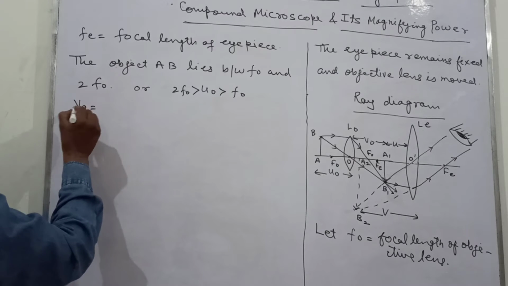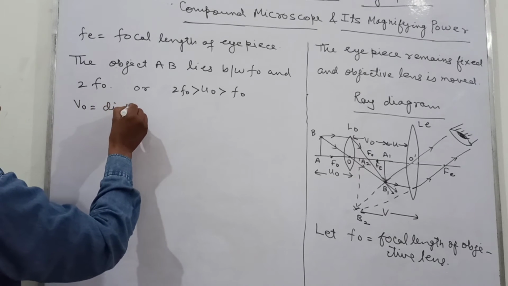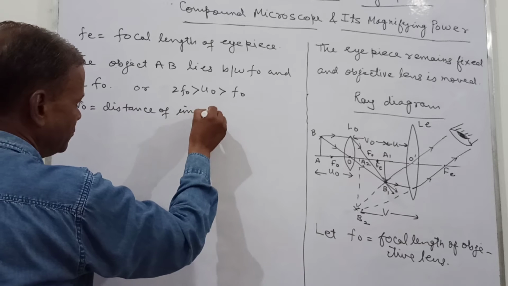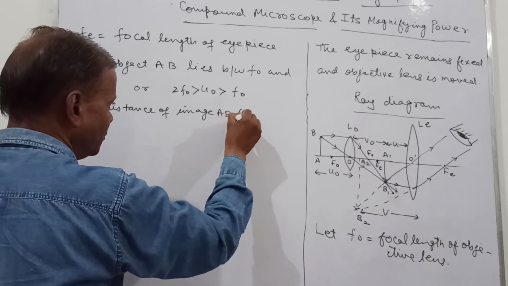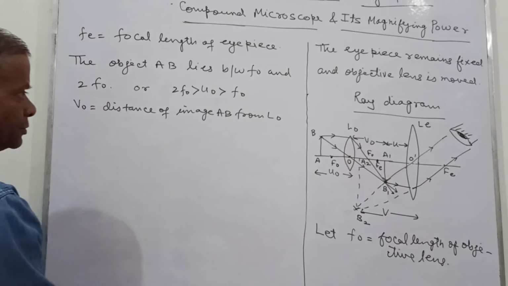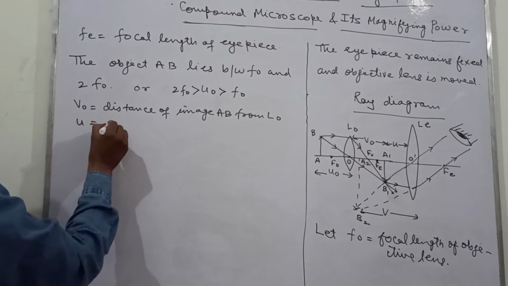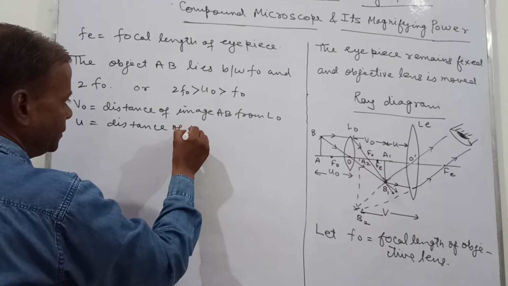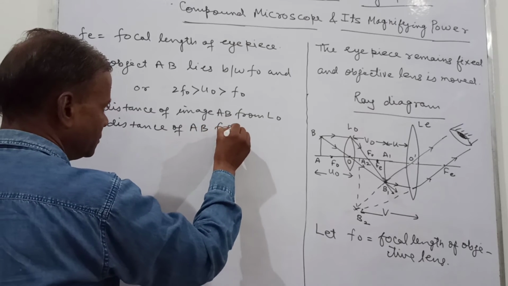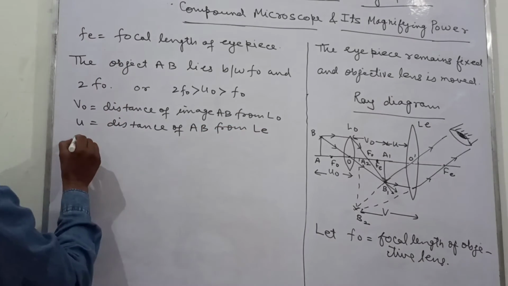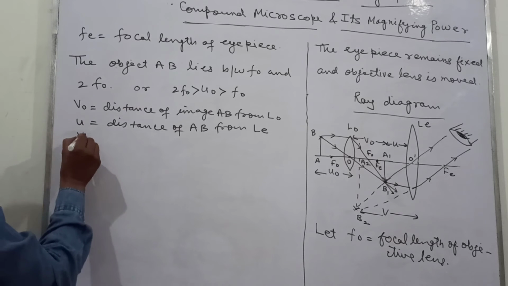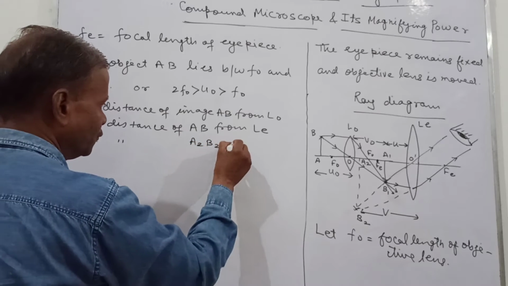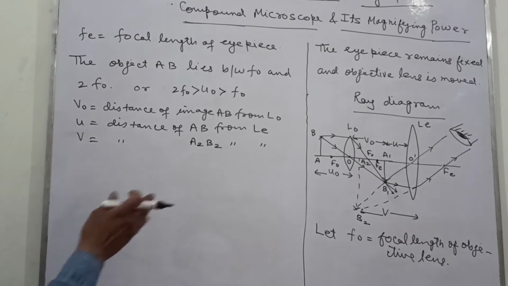Now this V naught is the distance of image A1B1 from L naught, U is the distance of A1B1 from LE, and V is the distance of A2B2 from LE. So these are the distances.